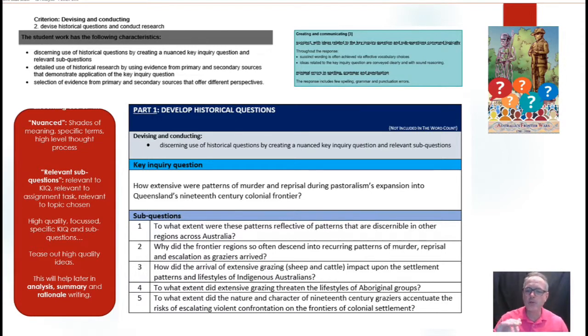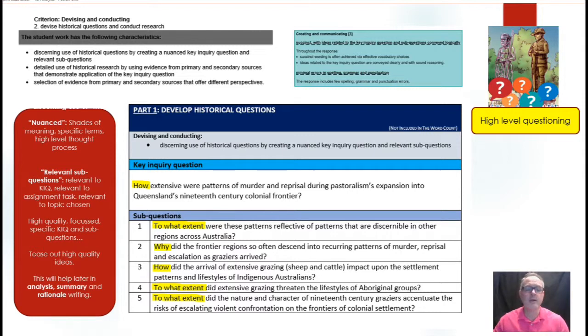Now, relevant sub-questions. My key inquiry question needs to be teased out further by questions that clearly relate to it. They're not only relevant as sub-questions to the key inquiry question, but they're going to be relevant to my research. They're going to be relevant to the set task, to the syllabus, and so on. Again, we're keen to tease out high-quality ideas, and if we do these various steps well, then we'll find that the analysis and the summary and the rationale writing will be just that little bit easier, particularly part of the rationale, which is a hypothesis.